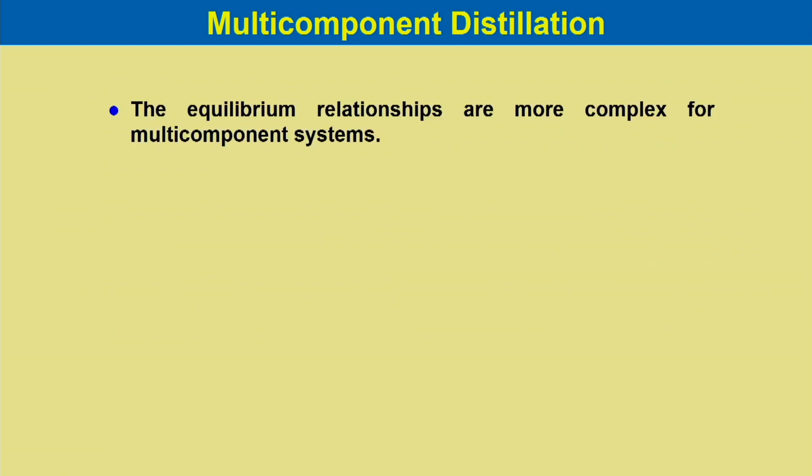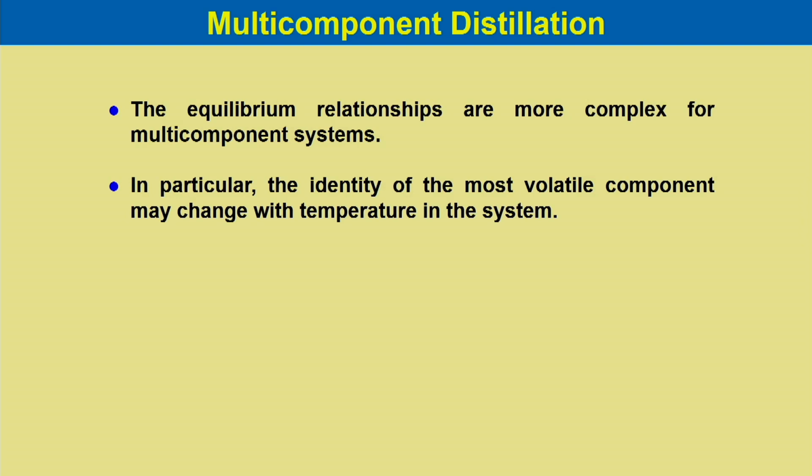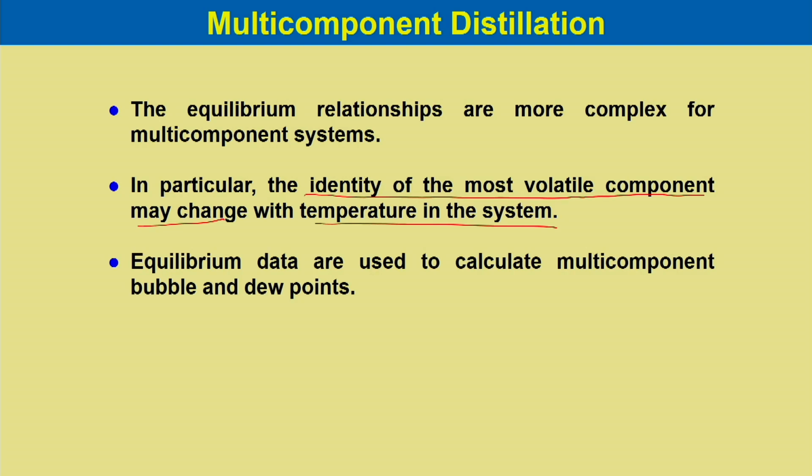The equilibrium relationships are more complex for multi-component systems. In particular, the identity of the most volatile component may change with the temperature of the system. Please note that the identity of the most volatile component may change with temperature of the system. Equilibrium data are used to calculate multi-component bubble and dew points.